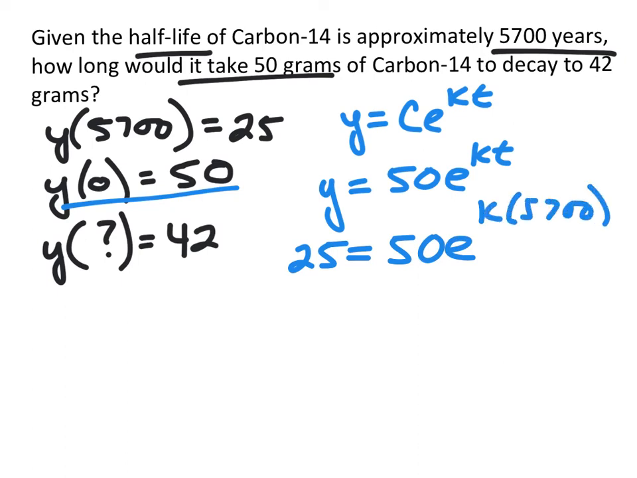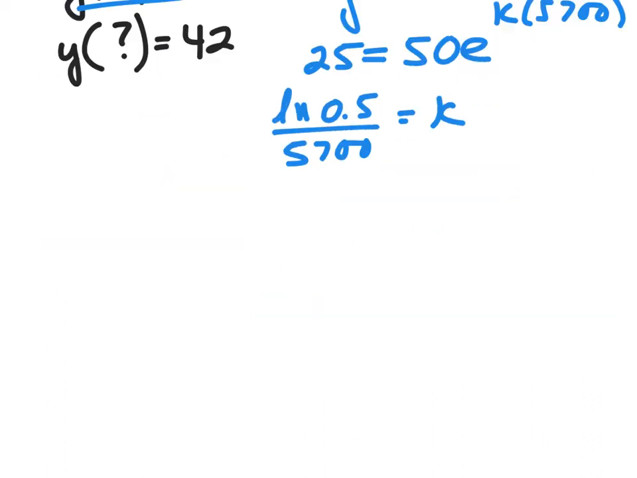And of course you have to use algebra to find that. I would divide by 50, which gives me 0.5. Then to get rid of e, I would take the natural log of both sides. And to get k by itself, I would divide by 5,700. And again, we don't want to type it in our calculator and get the decimal. Keep it just like that. That way we don't have a rounding issue at the end. So then y is equal to 50e to the k times t.